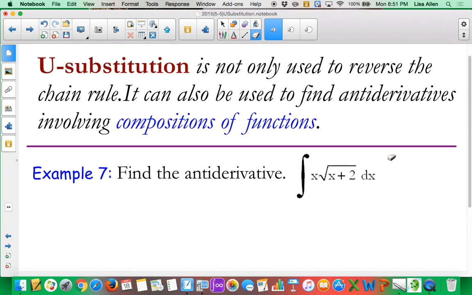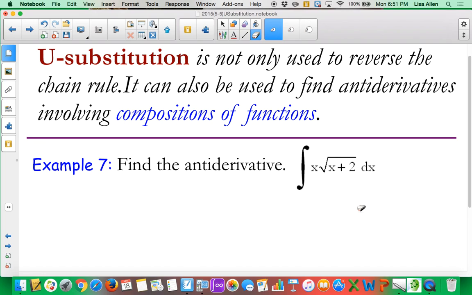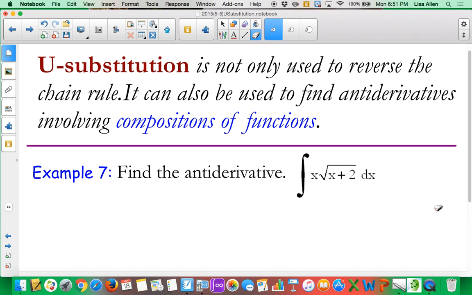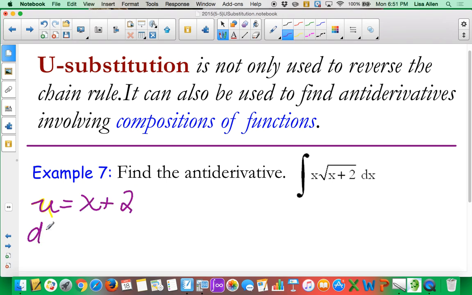We have one more example on this video, and we're going to do example 7, where we find the antiderivative, where we're using a u substitution, but it's not just when we reverse the chain rule. So we're going to use the same method for the inside. This isn't just a composition of functions, but we do have the inner and outer, where most of you would probably say u is equal to x plus 2, and du is equal to dx, right? The derivative of the left, du is equal to dx.